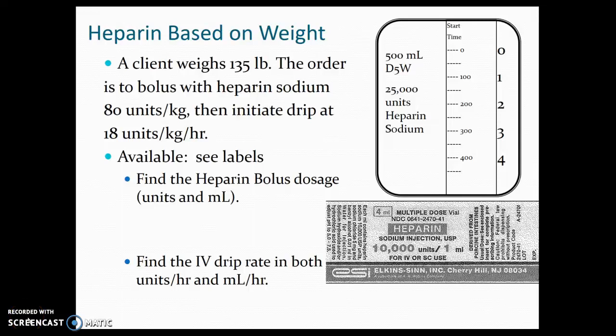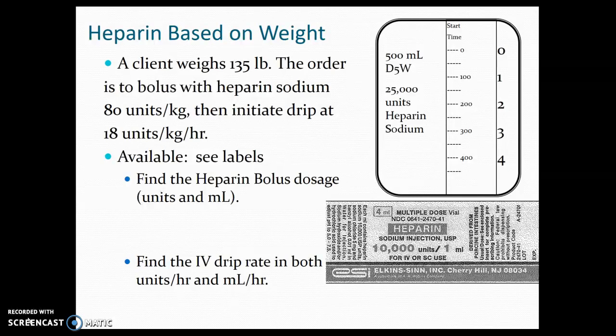Hello, we're going to do a problem with heparin based on weight. When we read the problem, we have a client who weighs 135 pounds. Our order has two parts. We are to do a bolus with heparin sodium at 80 units per kilogram. A bolus is an IV push, so we'll use a syringe to measure that. Then we'll initiate a drip at 18 units per kilogram per hour.